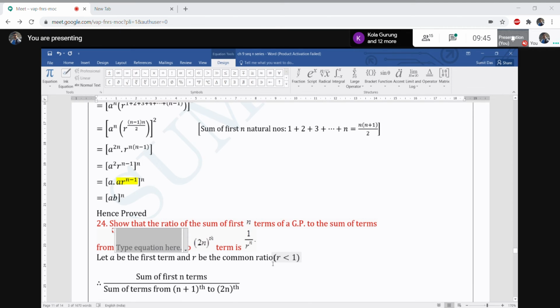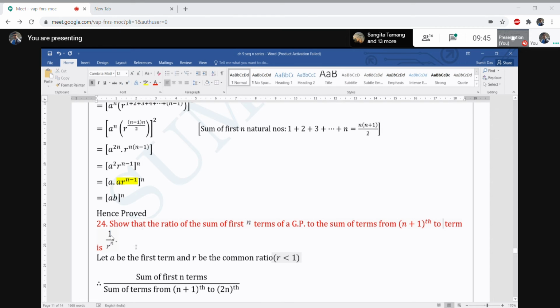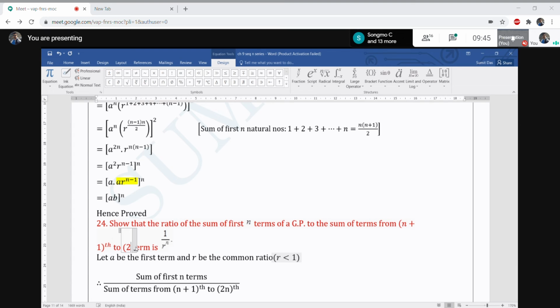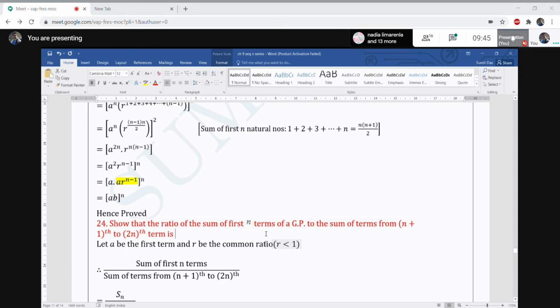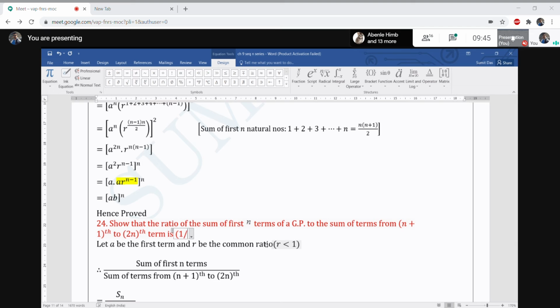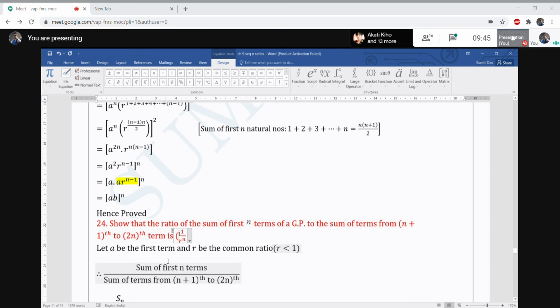Question number 24 is saying: show that the ratio of the sum of the first n terms of a GP to the sum of the terms from n plus 1 to 2n is 1 by r to the power n.